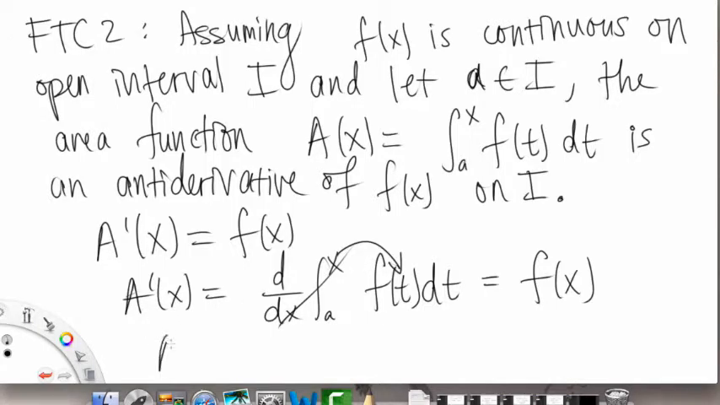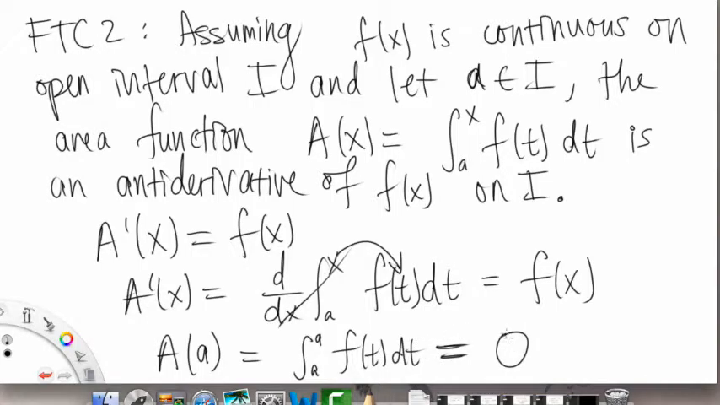Part 2. If we were to plug in an a into our original area function, we would get the integral from a to a of f of t dt, which, as we know, when our limits of integration are the same, means we don't have any area under there. So we're going to get a 0. Okay? So this is all of the second part of the Fundamental Theorem of Calculus in its entirety. And now let's tackle some problems.